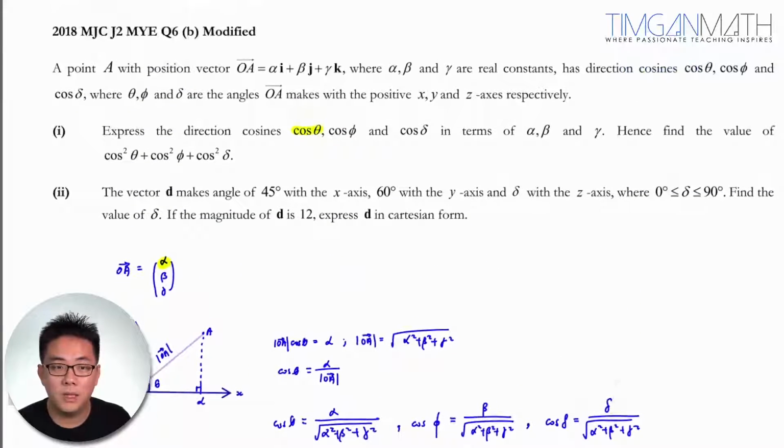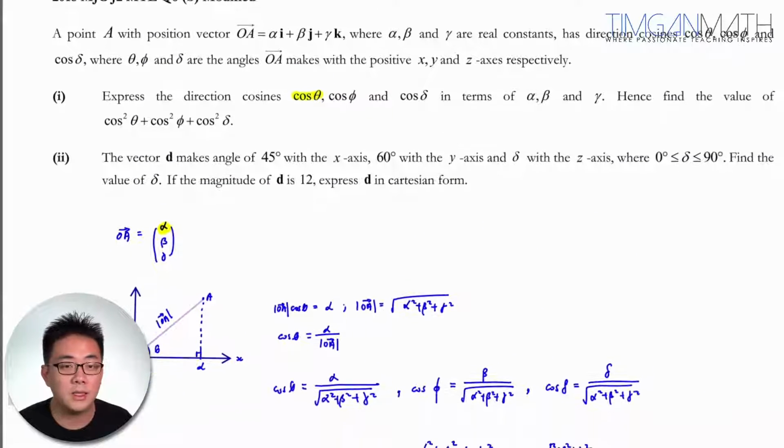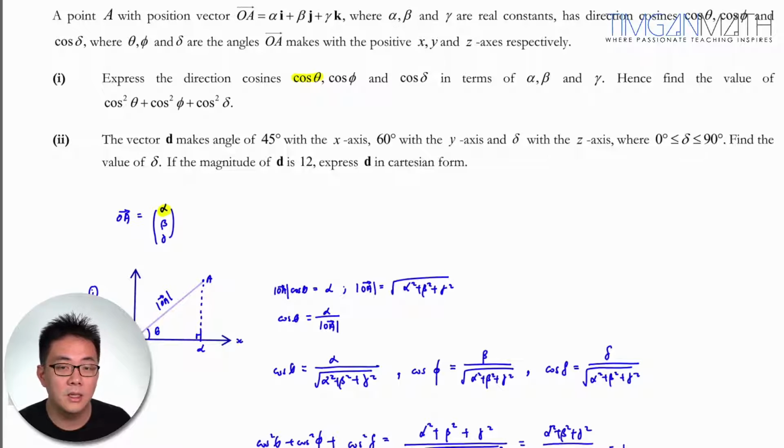Let's look at part 2. Part 2, the vector D makes an angle of 45 with the x-axis, 60 with the y, and sigma with the z-axis. You are asked to find the value of sigma if the magnitude of D is 12. Express D in Cartesian form.